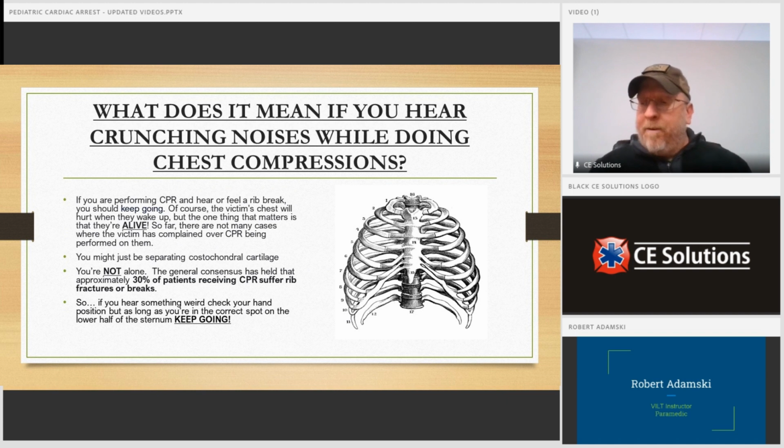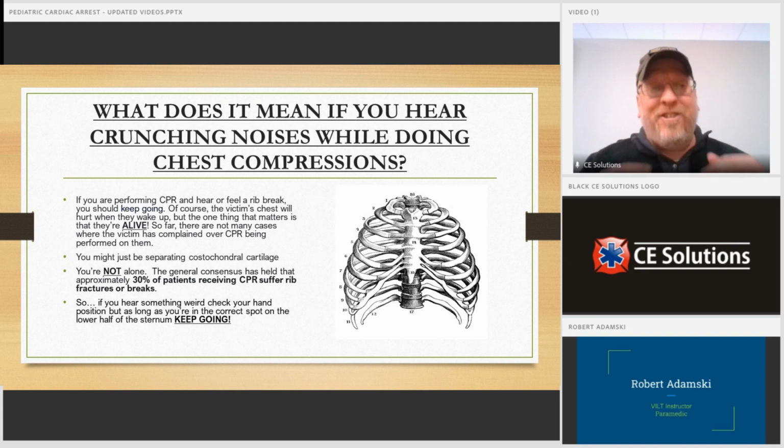So we often run into problems. Okay, you're doing CPR at the proper rate, 100 to 120 compressions a minute. All right, you're doing them at the proper depth. Let's say for an infant, it's about 1.5 inches. If it's a child, it's about 2 inches. You think you're doing everything right, but you still hear bad stuff. You still hear crunchy noises. Crunchy noises, generally speaking, when it comes to CPR, are not good.